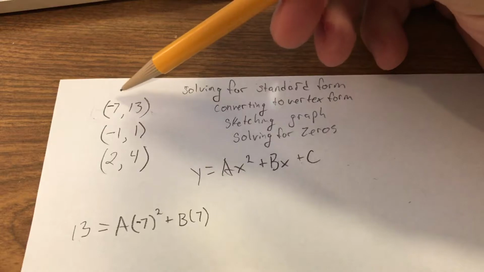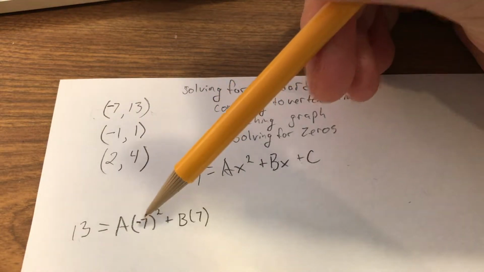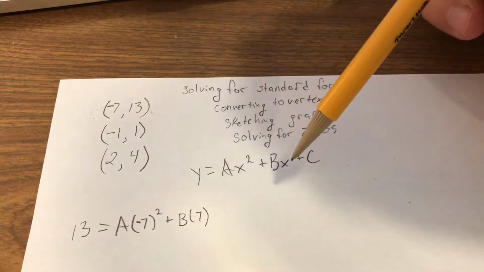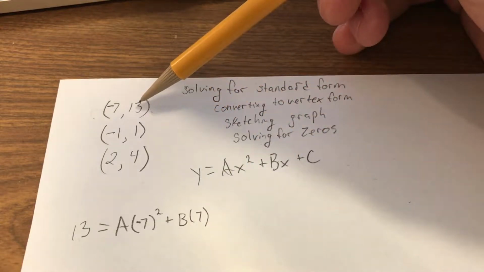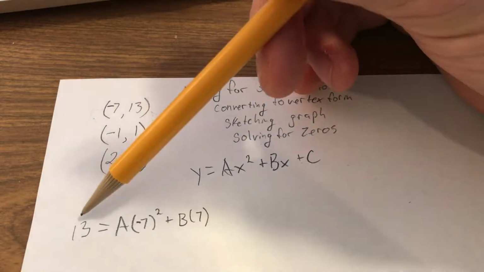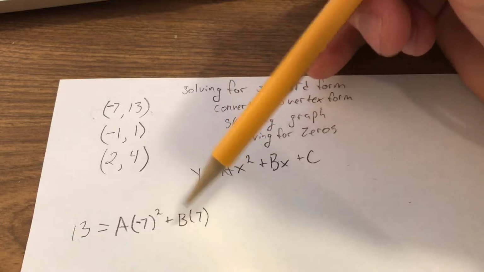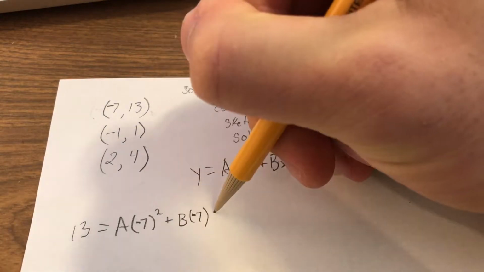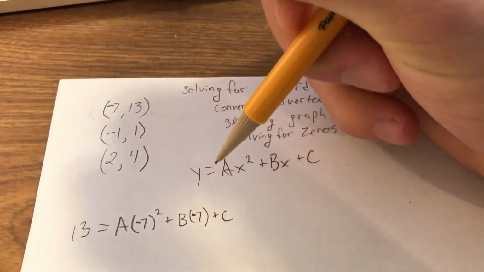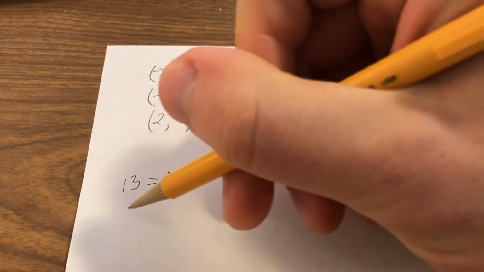If I were to put in (-7, 13) into this, it would be a -7 going in for this x, and putting a y equals 13 in for this y here. So 13 equals a times -7 squared plus b times -7 plus c. From there, I'm going to simplify and I'll have my first new equation.